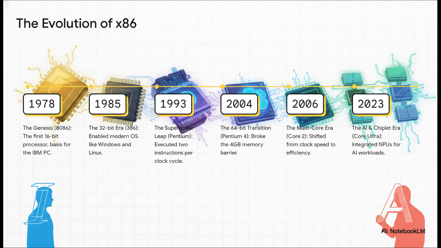We went from the 16-bit chips in 1978 to the 32-bit revolution with the 386, which is what enabled modern operating systems. Then we had the massive performance jump of the Pentium, the shift to 64-bit to break through memory barriers, and the move to multi-core processors for better efficiency. And now, we're in this new era defined by AI and something called chiplets, where smaller, specialized chips are combined to make a more powerful whole.